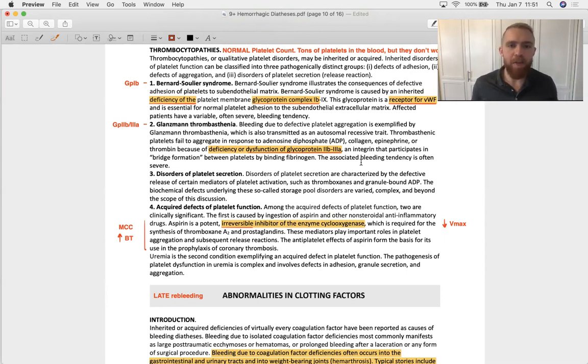And Glanzmann thrombasthenia, same thing there. Patient does not have glycoprotein 2B3A. So very, very similar there. It's a glycoprotein deficiency. And you're going to see a normal platelet count again, but the platelets just won't work because they can't adhere to one another. So you never get that primary hemostatic plug.